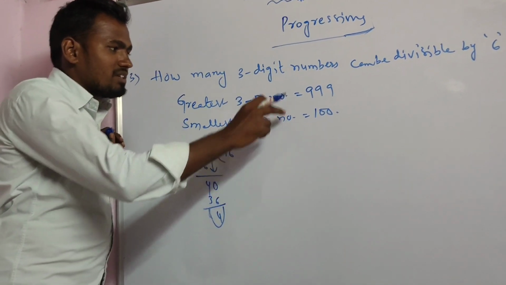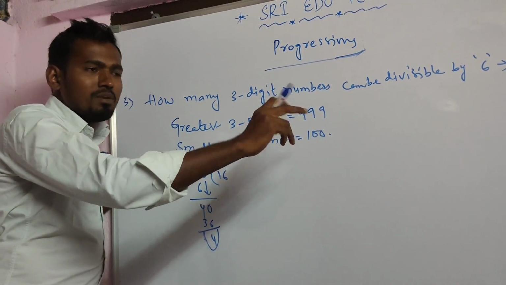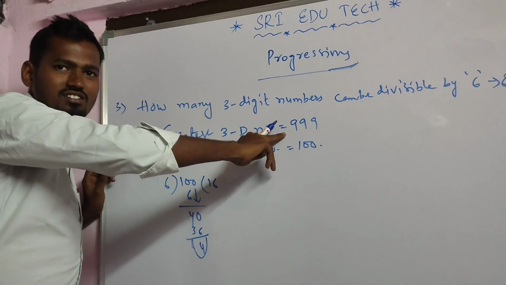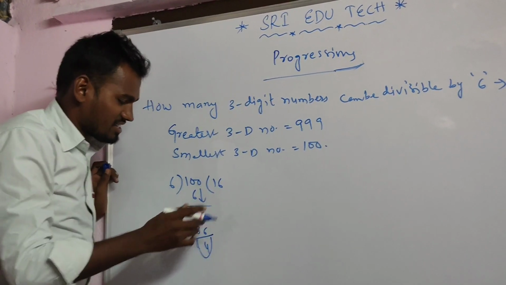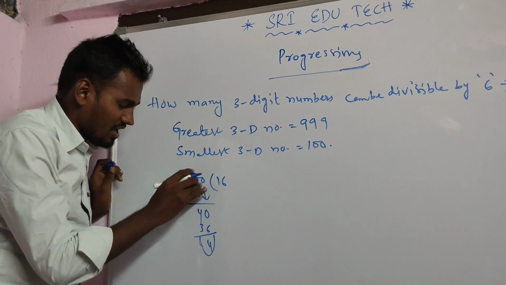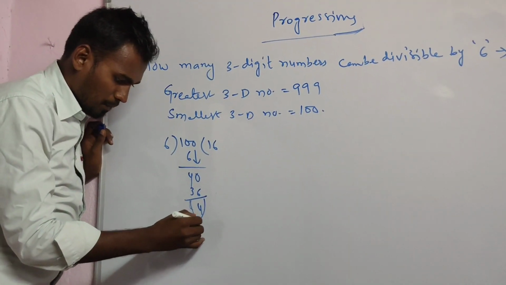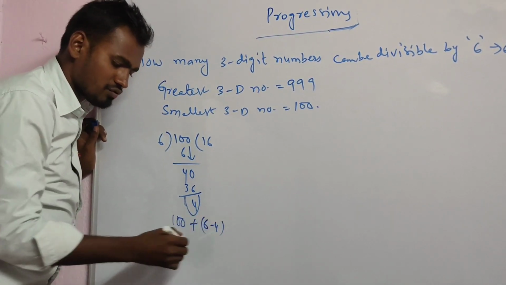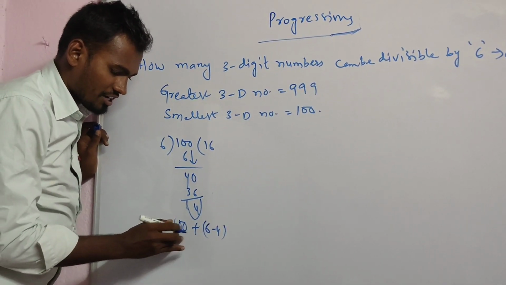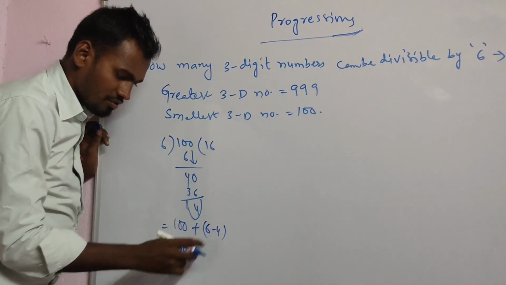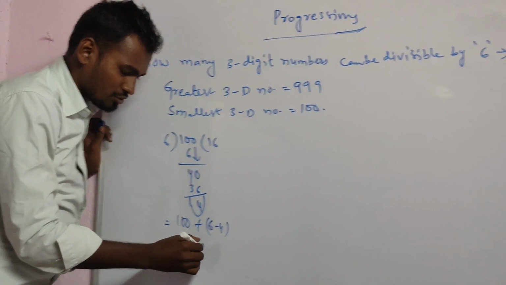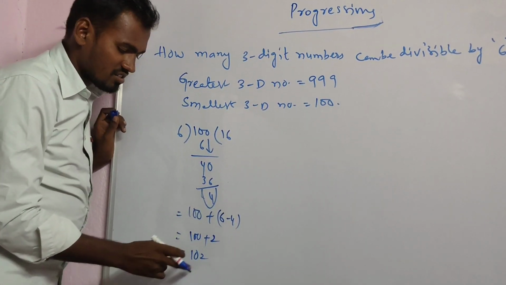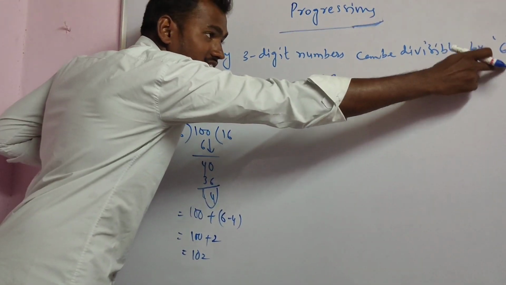Okay? From the greatest number we have to find the last term. It means the one which is divisible by 6, that is the last term. Okay? From the greatest. Smallest means first term. Let's see, from this I am doing like this. See, then 100 plus of 6 minus 4, which is 2 only. Okay, right? 100 plus 2 means 102. So this is the first term divisible by 6.